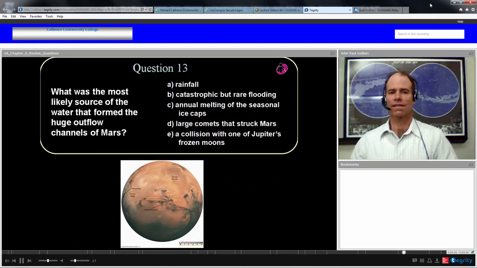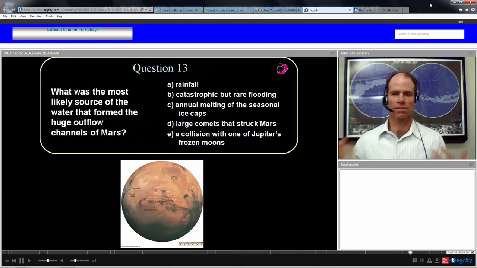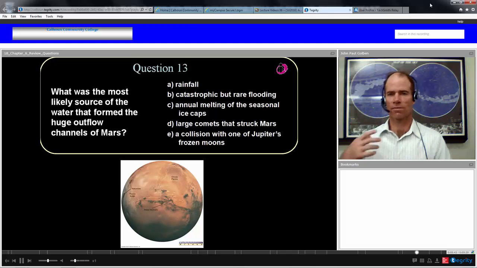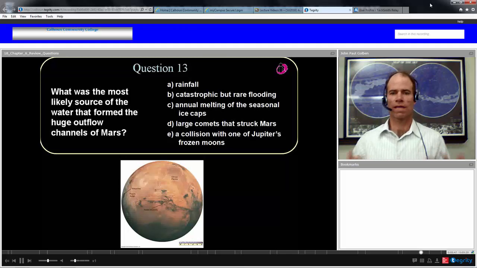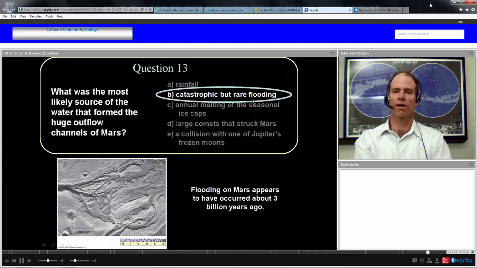What was the most likely source of water that formed the huge outflow channels on Mars? Well, probably the original water came from large comets that struck Mars, just like the Earth got its water from large comets that struck the Earth. At one time, the solar system was much more dynamic than it is now. But these outflow channels probably came much later as frozen water that flowed. So it's probably some kind of catastrophic but rare flooding that occurred from a heating event, maybe a collision or something like that, that caused the frozen water to flow.